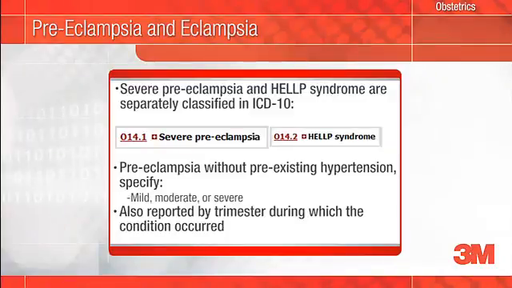And as previously mentioned, for many obstetric conditions, we can report the trimester during which the condition occurred. For preeclampsia, the options are second or third trimester. Options for eclampsia also include second and third trimester, in addition to that occurring during labor or the puerperium.